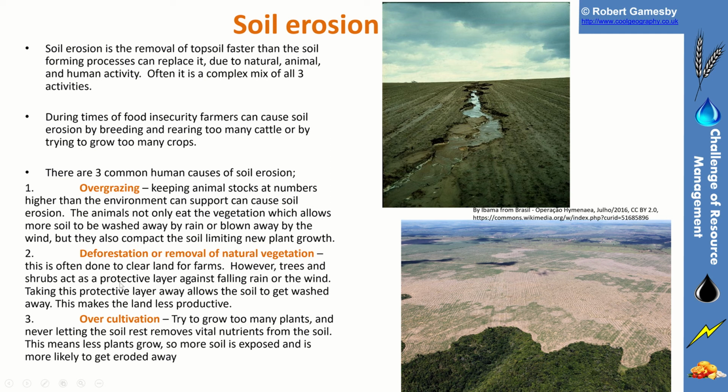Deforestation and the removal of forest cover. You can see that there. Okay. The trees and the shrubs act as a protective layer against the rain falling on the soil.